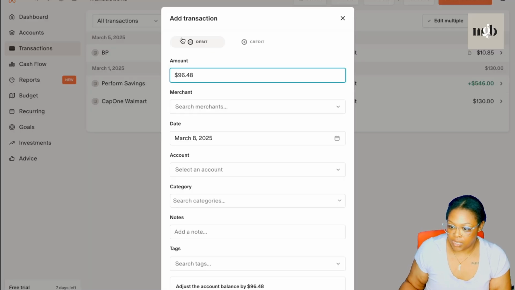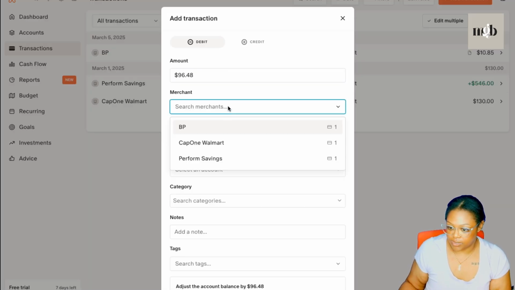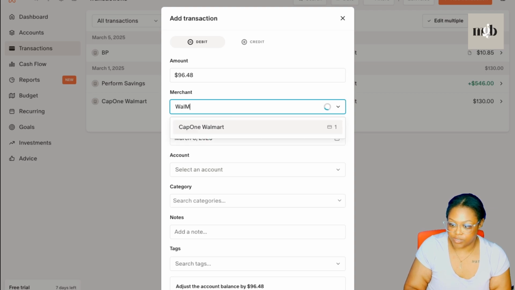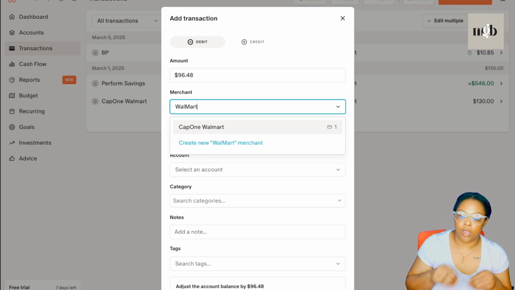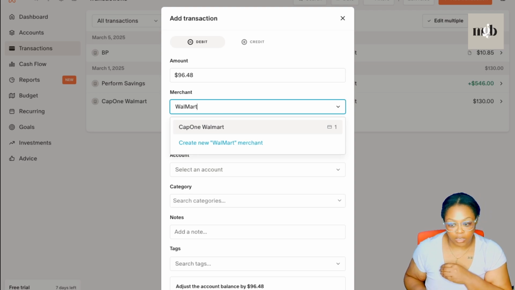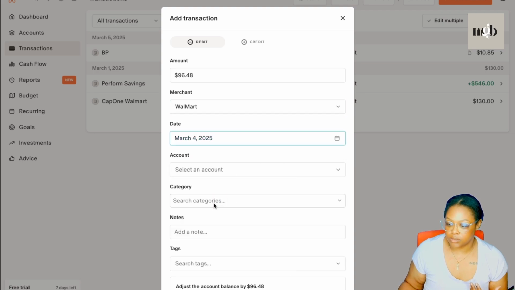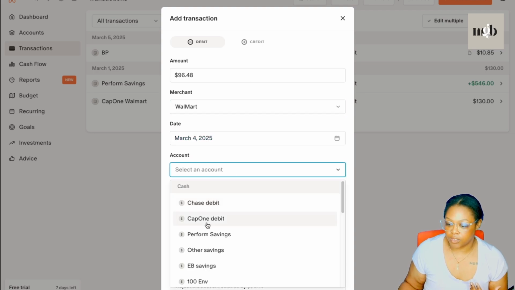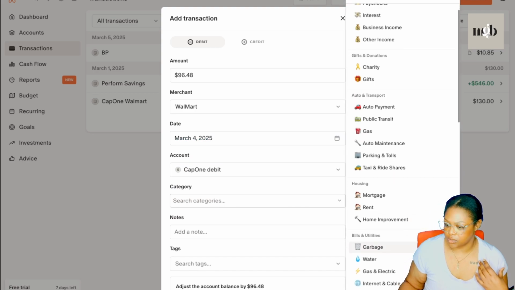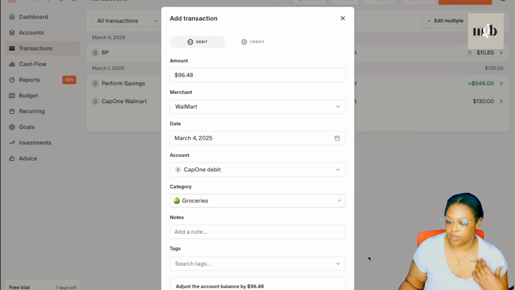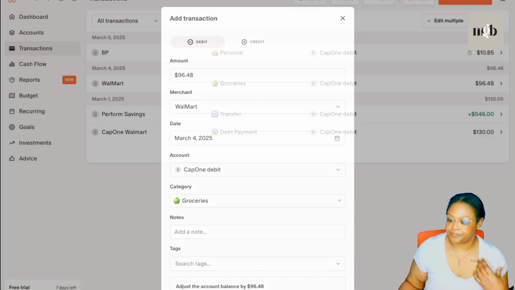It's numbers first. So debit, 96.48. So this one, I just want to be Walmart because I went to the actual store and used this card, not my Walmart card, not my Capital One Walmart card, but I actually went into Walmart. Walmart's the 4th, Capital One debit, and that's gonna be groceries. Oh, here we go. Gross. Period.